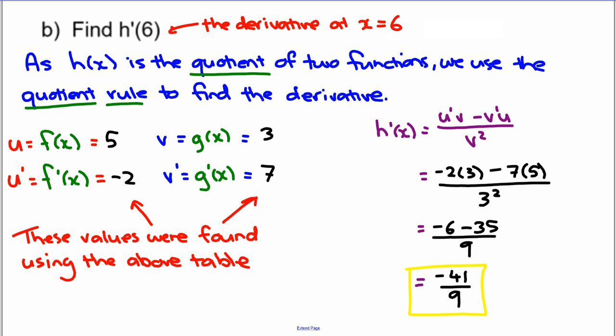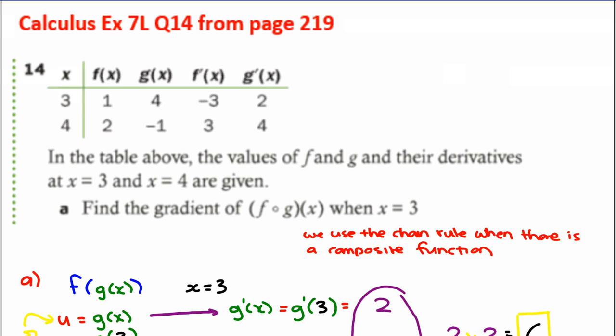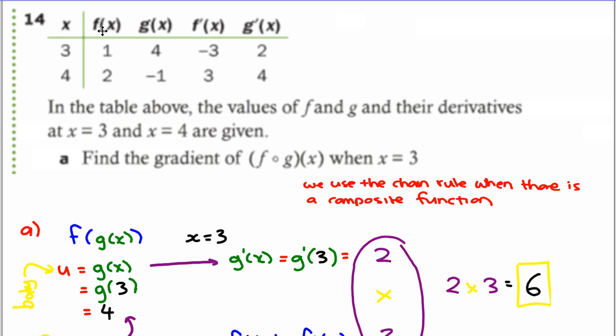Great. A little bit trickier if we have composite functions. Remember, when we deal with composite functions, we use the chain rule. This one comes from the Oxford textbook, exercise 7L, question 14, page 219. In the table above, we've got some numbers at x equals 3 and x equals 4: f of x, g of x, f dash x, g dash x. The values of f and g and their derivatives at x equals 3 and x equals 4 are given. A, find the gradient of the composite function when x equals 3.